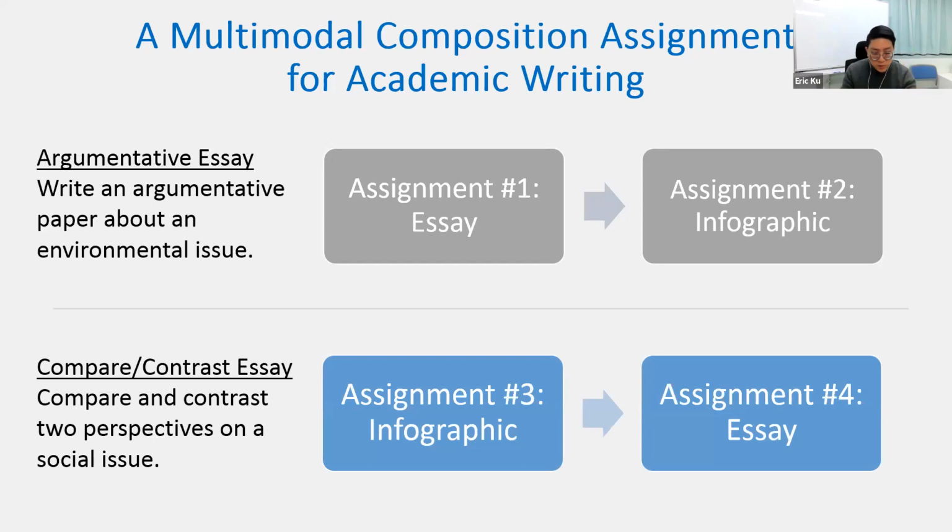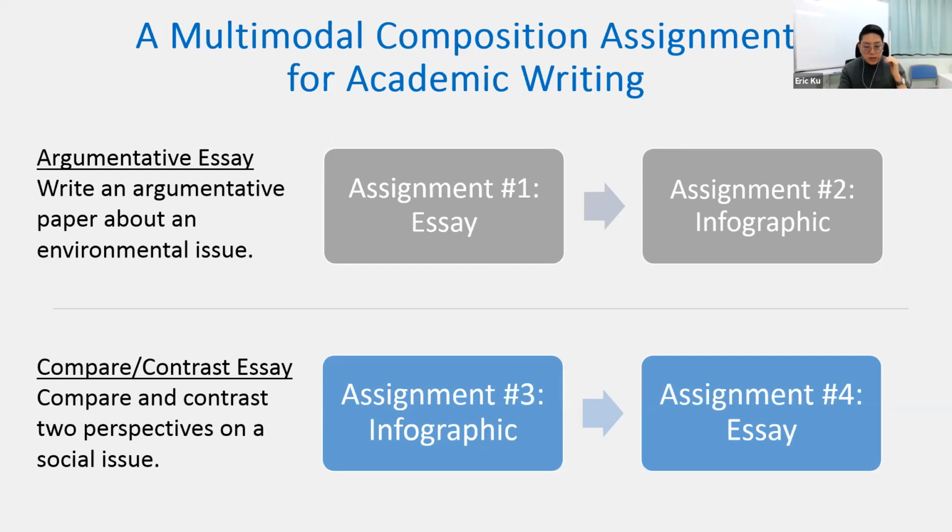Their third assignment was another part of the book, where they were to do a compare and contrast essay about two perspectives on a social issue. For this one, I flipped it around and had them do the infographic first. In the argumentative essay, they wrote a text-based paper from scratch. But in the compare and contrast essay, they started by creating the infographic on two perspectives on a social issue, and then converted that infographic into a traditional text-based academic paper.